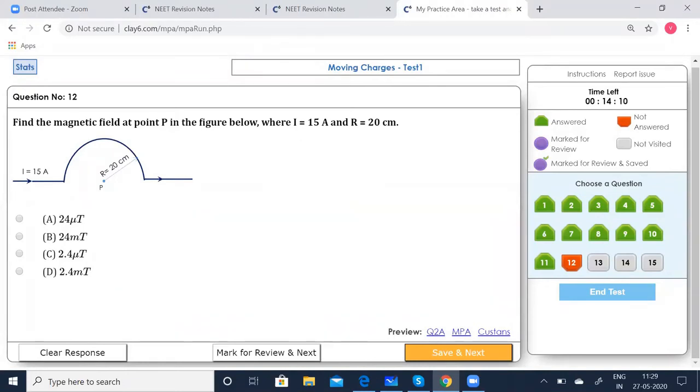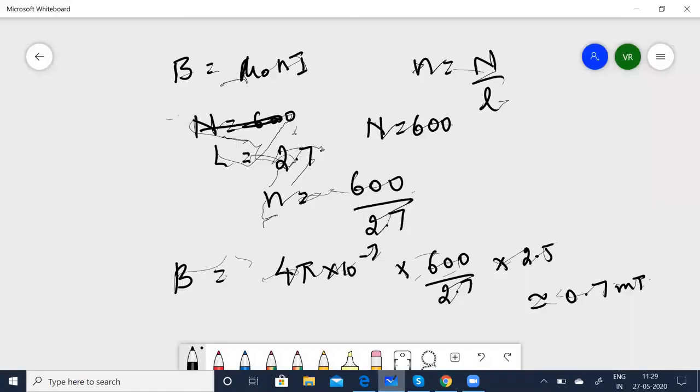Find the magnetic field at a point P in the figure below, where I is equal to 15 amperes and R is equal to 20 centimeters. All right, I is given as 15 amperes. Let's quickly solve this. Magnetic field at the center of the current loop with current I and radius R is given by B is equal to mu 0 I by 2R.